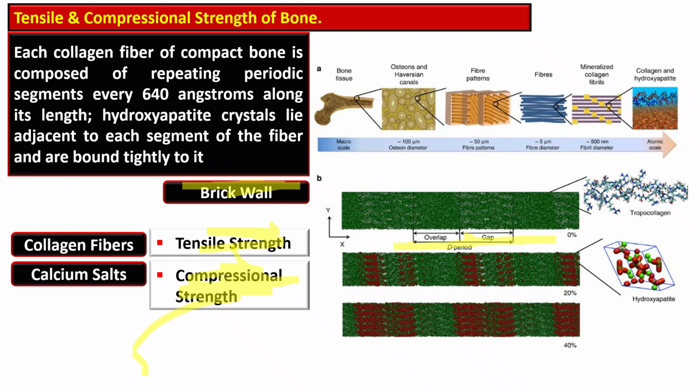This picture is showing the hierarchical structure of bone ranging from macro scale skeleton to nano scale collagen, that is green, and this hydroxyapatite that is red in color. The collagen model with 0% mineralization is shown over here, and here 20% mineralization and 40% mineral content are shown.